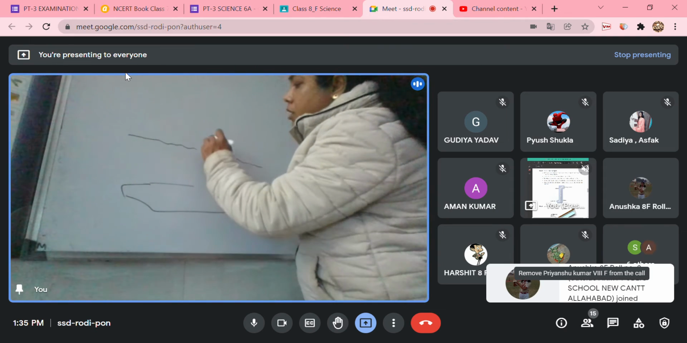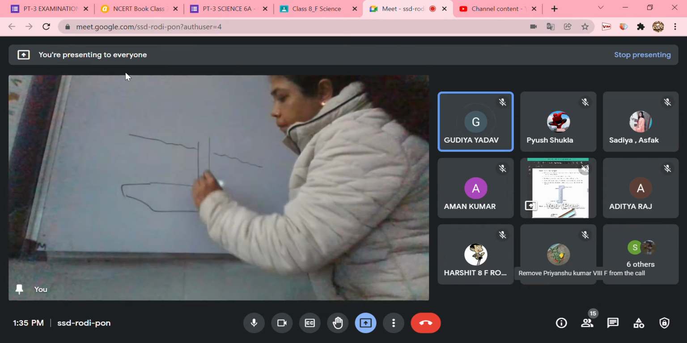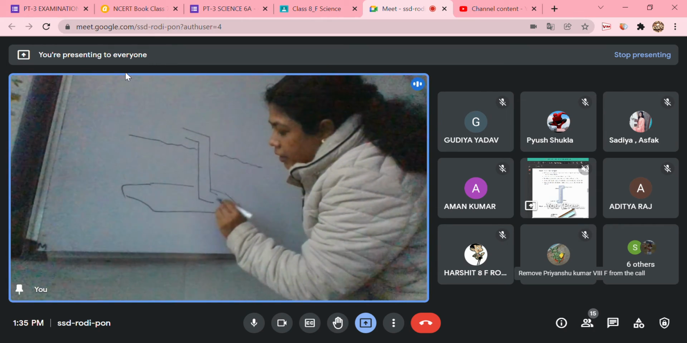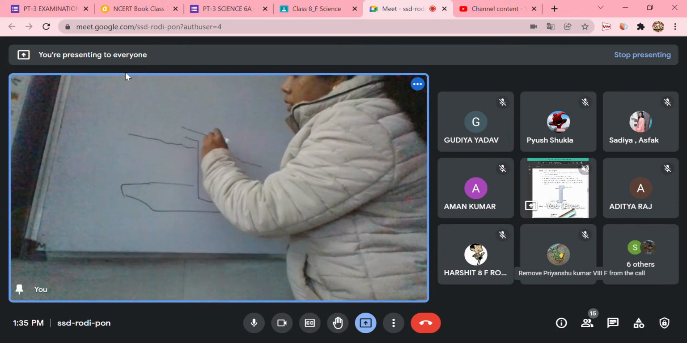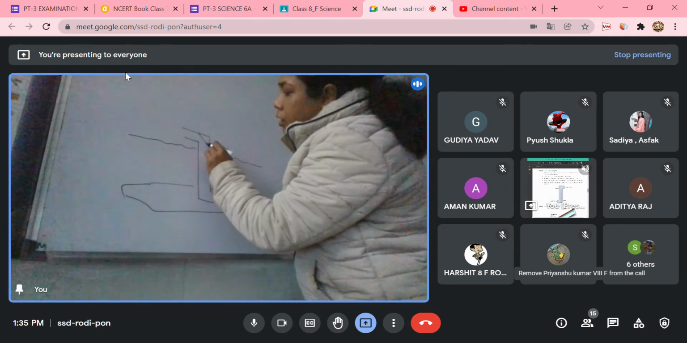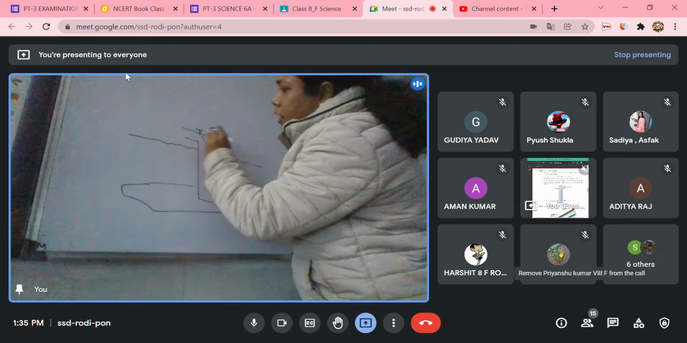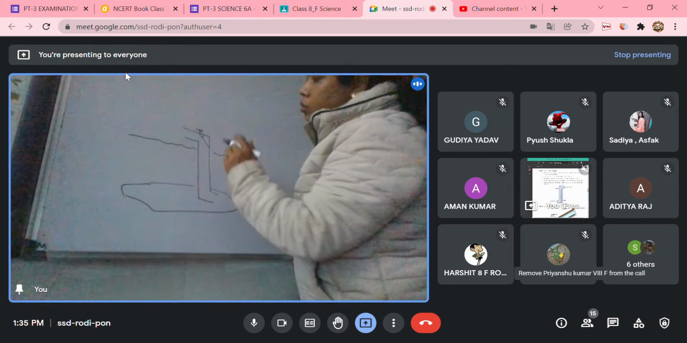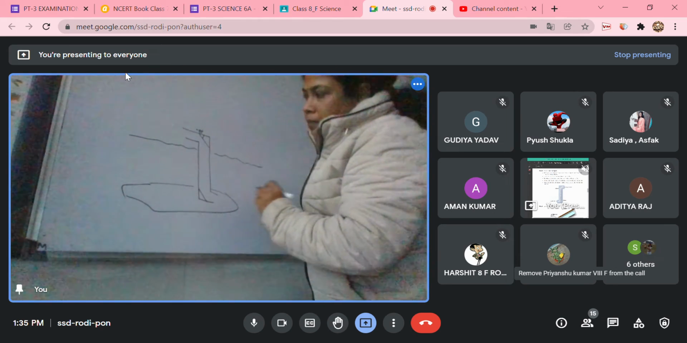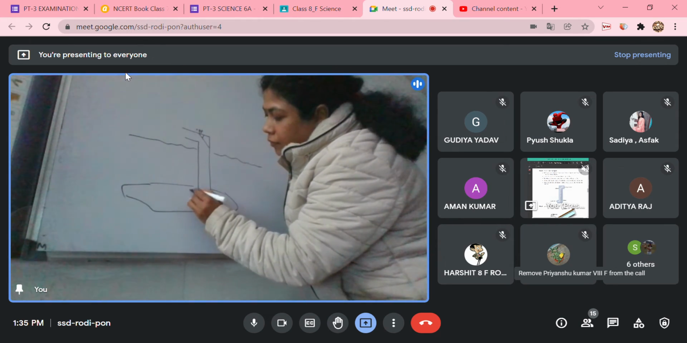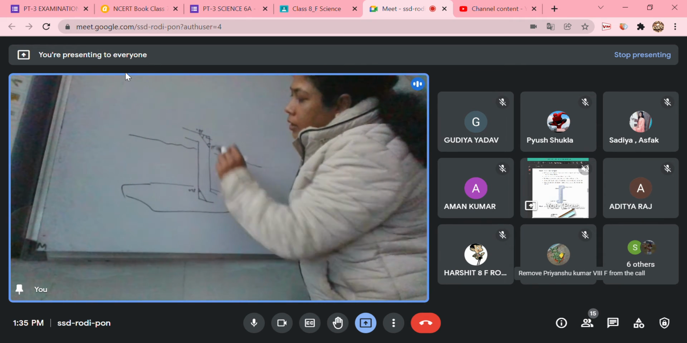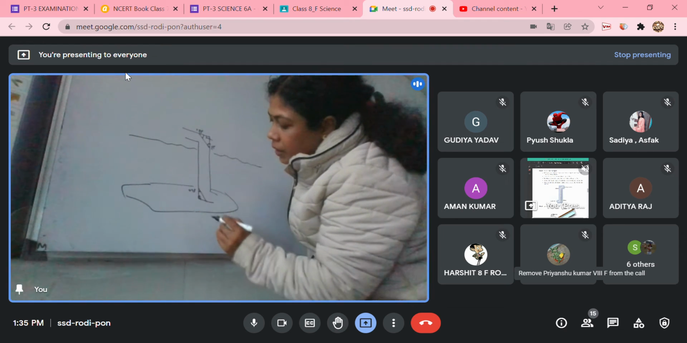So what is this device? There is a bent tube, and the bending is always at an angle of 90 degrees. In the periscope, there are two mirrors. One mirror is placed over here at an angle of 45 degrees. I think I have discussed this with you earlier also. And there is one more mirror parallel to this mirror, also at an angle of 45 degrees. The bending angle of the periscope is 90 degrees.